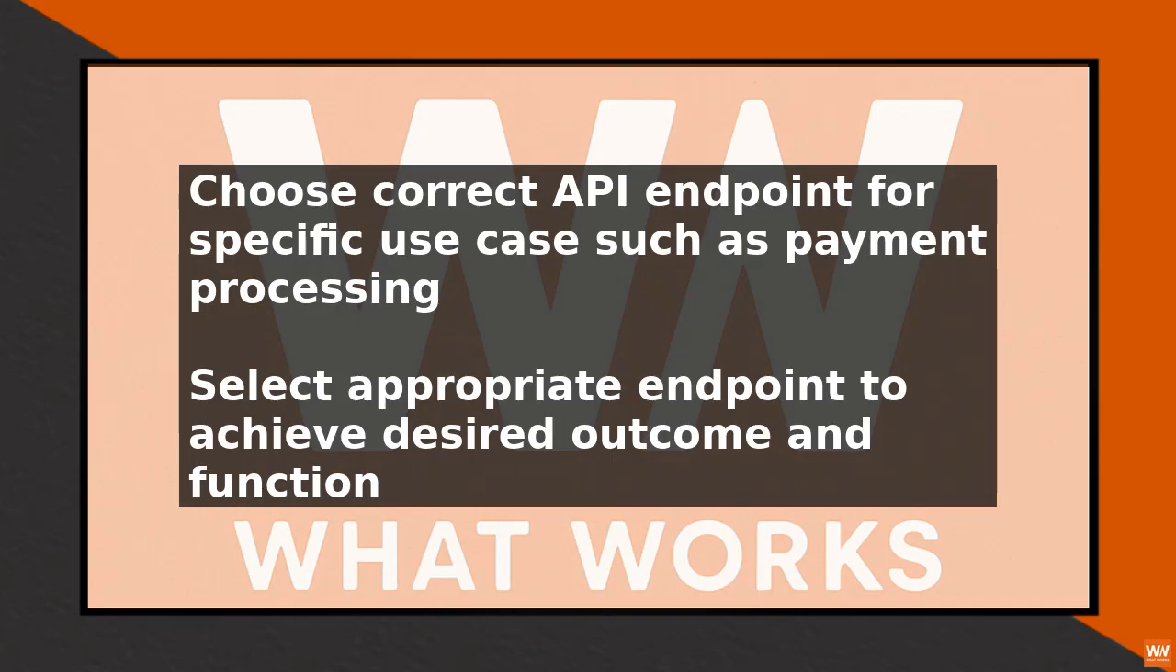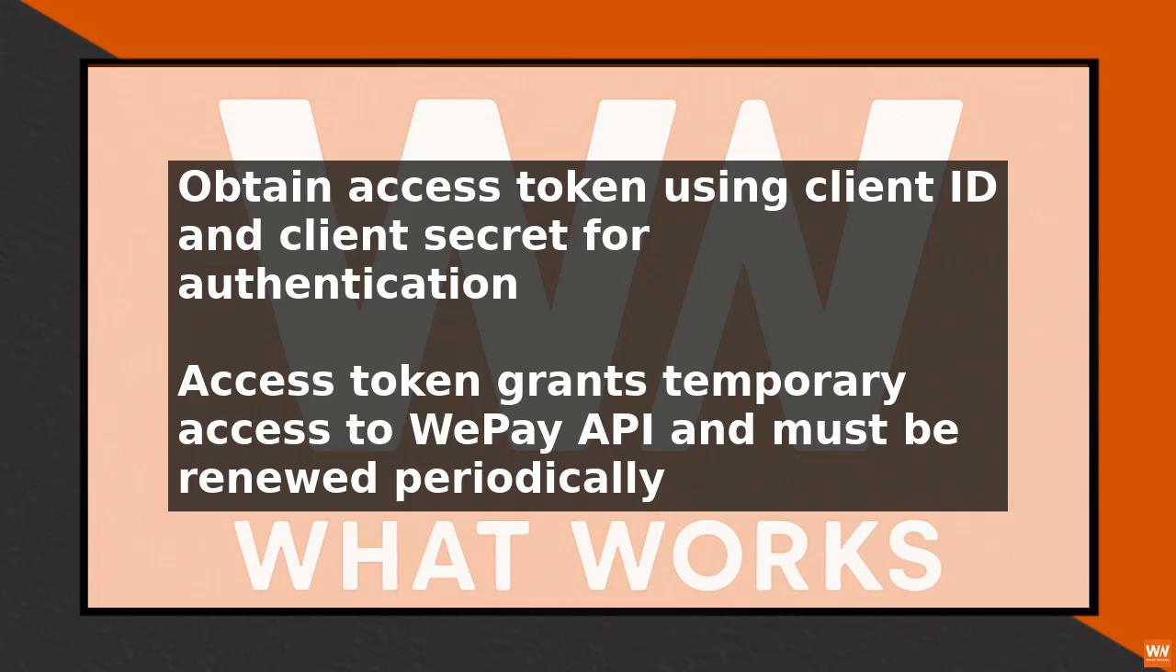To authenticate with the WePay API, you need to use the client ID and client secret to obtain an access token. The access token is a temporary token that grants access to the WePay API and must be renewed periodically. You can obtain an access token by sending a POST request to the WePay authentication endpoint with your client ID and client secret. Once you have obtained an access token, you can use it to make API requests to WePay.